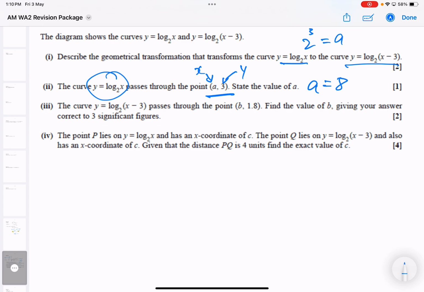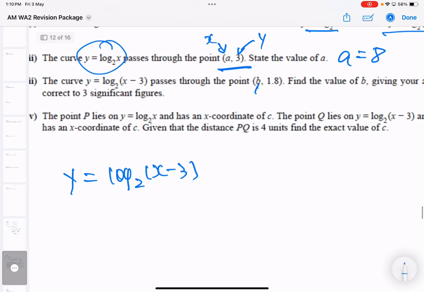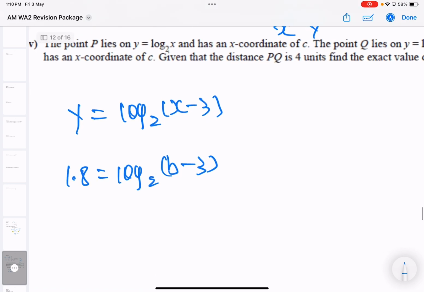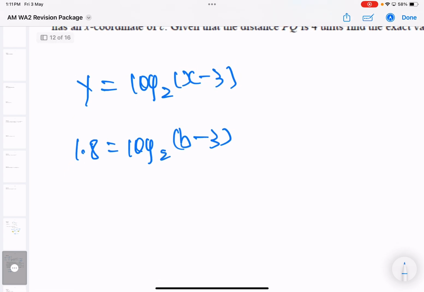The curve passes through the point B, 1.8. Okay? So I got the curve log base 2 of x minus 3. This is the value of x, this is the value of y. Sub it in. So 1.8 equals log base 2 of x, where x is b, minus 3. Right? So can you convert this to exponent form? And the person I'm going to ask is Raphael. Can you change this to the exponent form?